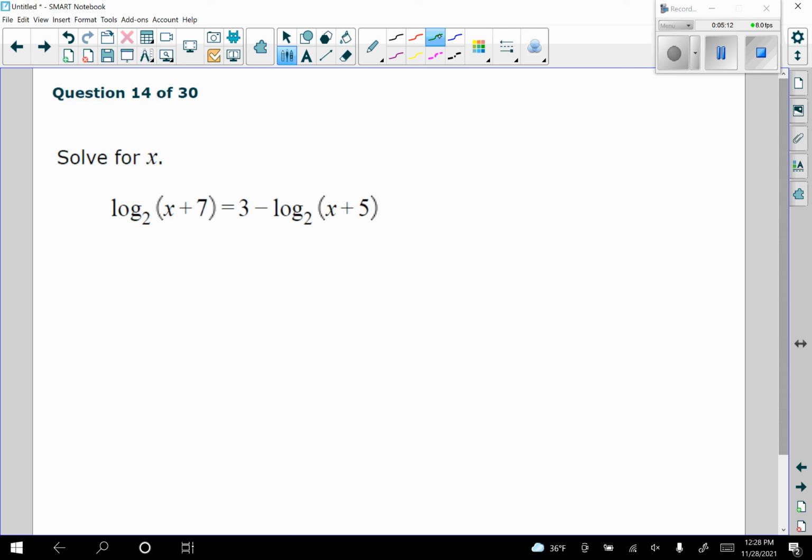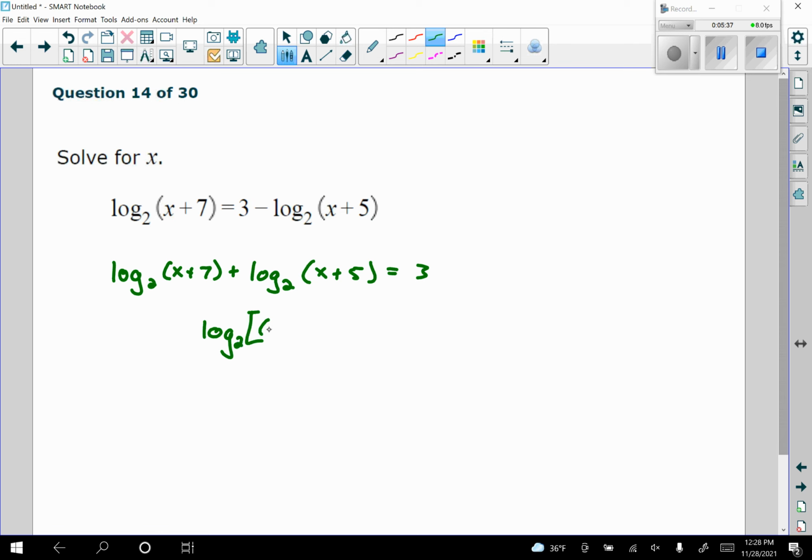All right, question 14 is a logarithmic equation. Notice I have two terms, both log base 2, so I want to get both of those to the same side. So I want to start by adding this log base 2 of x plus 5, and then we'll have equals 3. So now I can condense my left side, write it as a single logarithm, and because I'm adding, I really want to multiply these two quantities together.